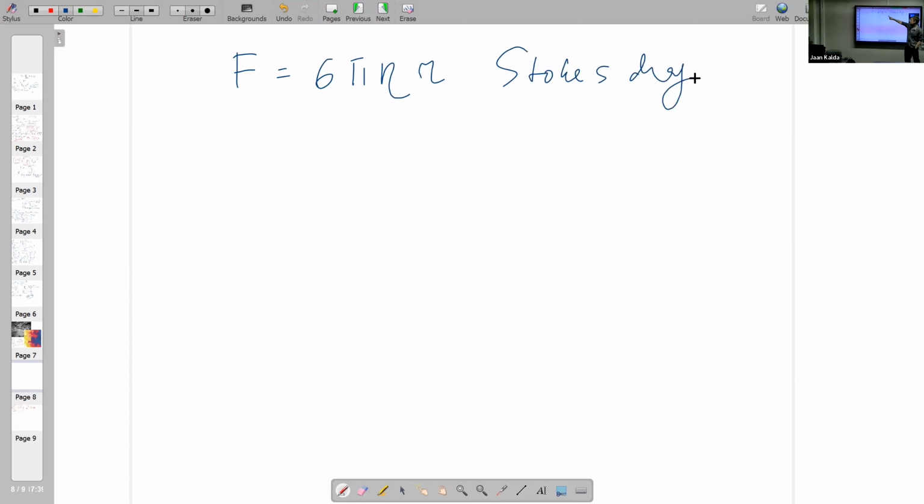Yeah, here we need to have dynamic, only dynamic. Because force has kilograms times meters per second squared, we need to have kilograms here, so this is not divided. It's just normal viscosity, not dynamic viscosity.